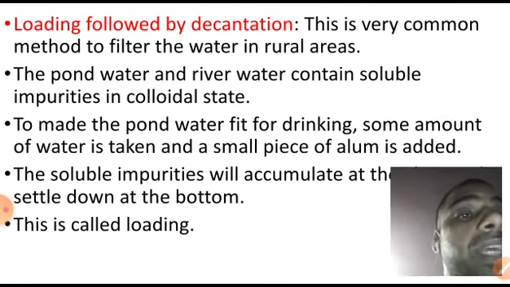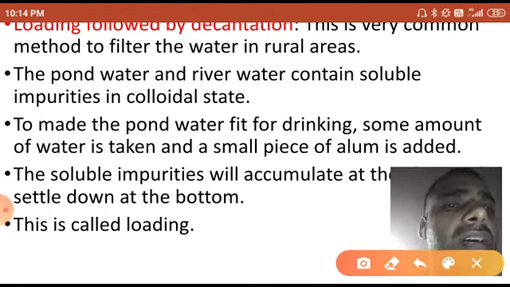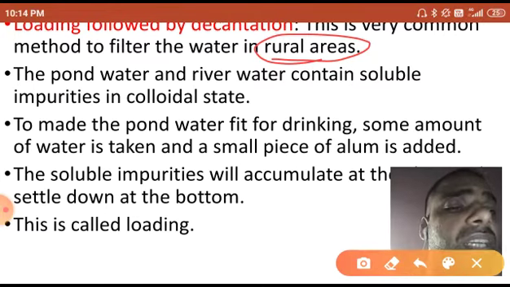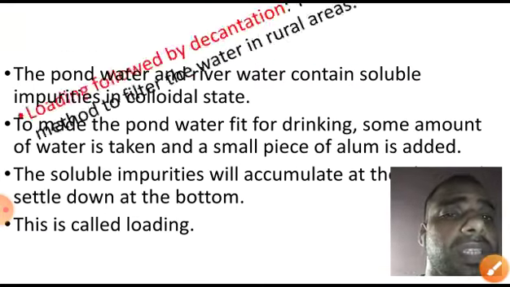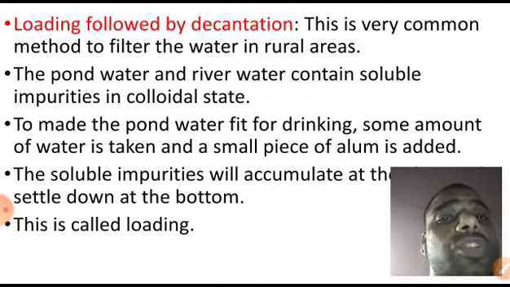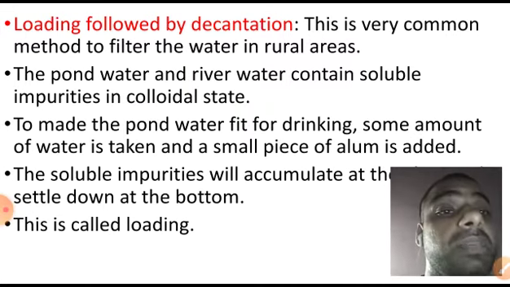Okay, dear student, and here you can see loading followed by decantation. Sedimentation, filtration, decantation, you should know. Loading is something different. Loading means what? Here it is written, in the rural areas the pond water is made fit for drinking. How? Listen dear student, the pond water and river water contain soluble impurities. Soluble impurities can be separated by this loading method.